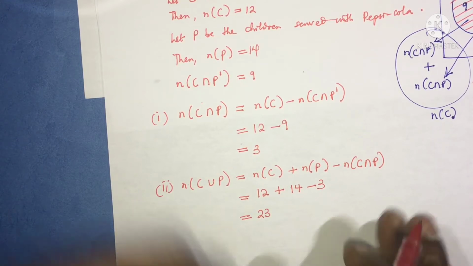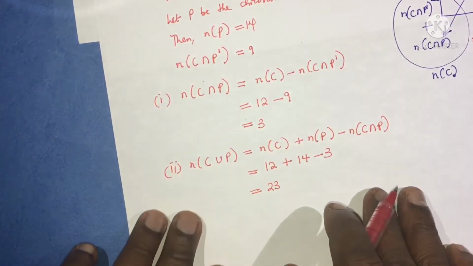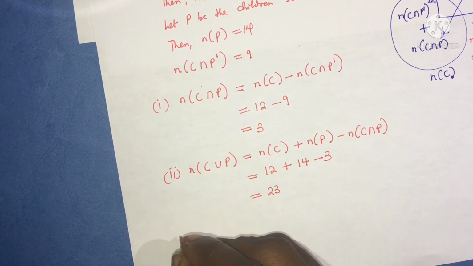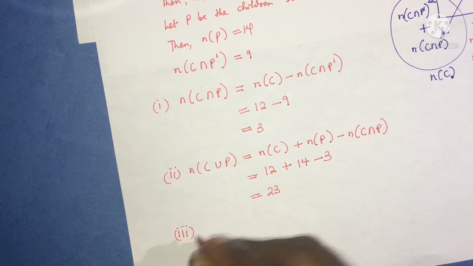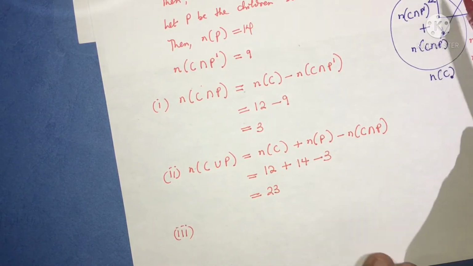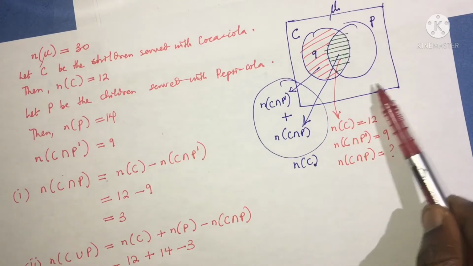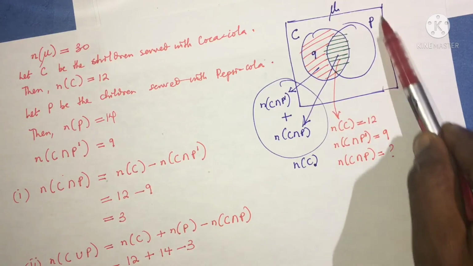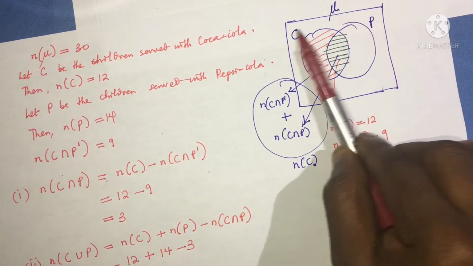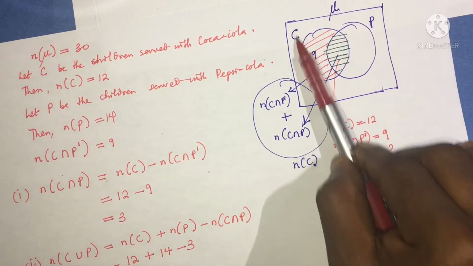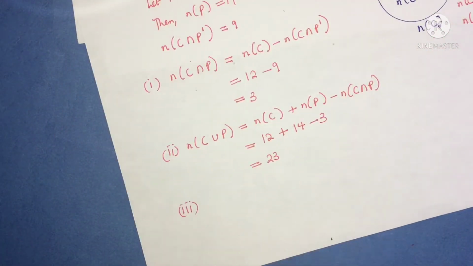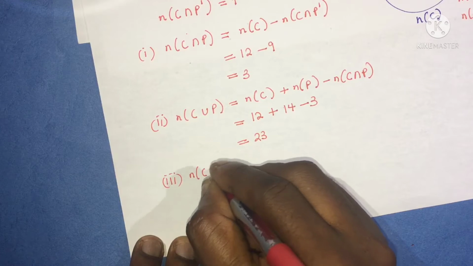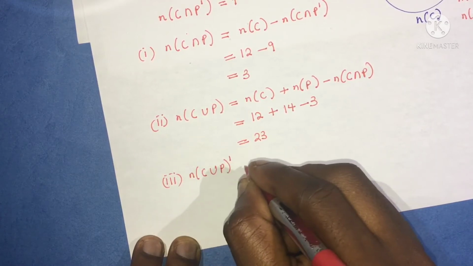So what it means is that 23 students were served with at least one type of drink, one or more drinks. Now we are asked to find the number of children not served with any of the drinks. Now where would those children be? Remember in our videos on set theory, they would fall in this portion. Those outside this region but in the box will be those who were not served any drink at all. So that would mean obtaining C union P all complement.